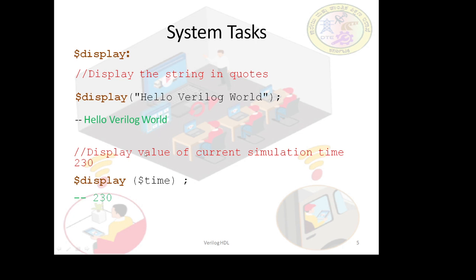The same way for displaying the current simulation time, let us assume the current simulation time is 2:30. For that we write $display, and the current simulation time is given by $time. So within the parentheses we write $time. This $time is going to specify the current simulation time. After the execution of this statement, we will be able to see the result as 2:30.